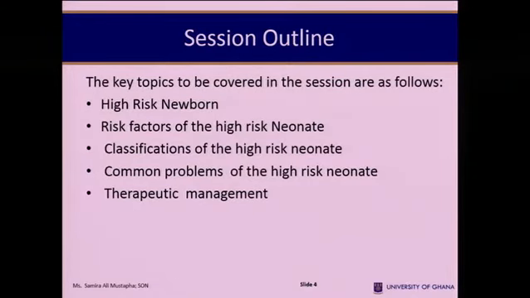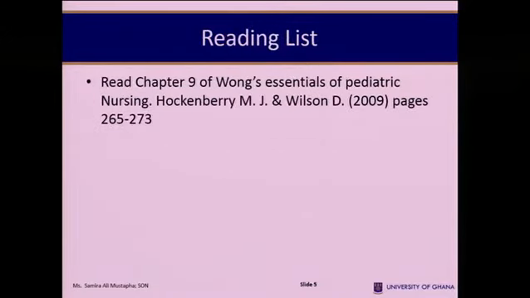So for today's discussion, some of the key topics we'll be discussing are the high-risk newborn, risk factors of the high-risk newborn or neonate, and then classifications, as I've said, common problems, and therapeutic management. For your reading, we will also upload the textbook, Wong's Essentials of Pediatric Nursing by Hockenberry and Wilson. It is also available online, which you can have or download for yourselves.